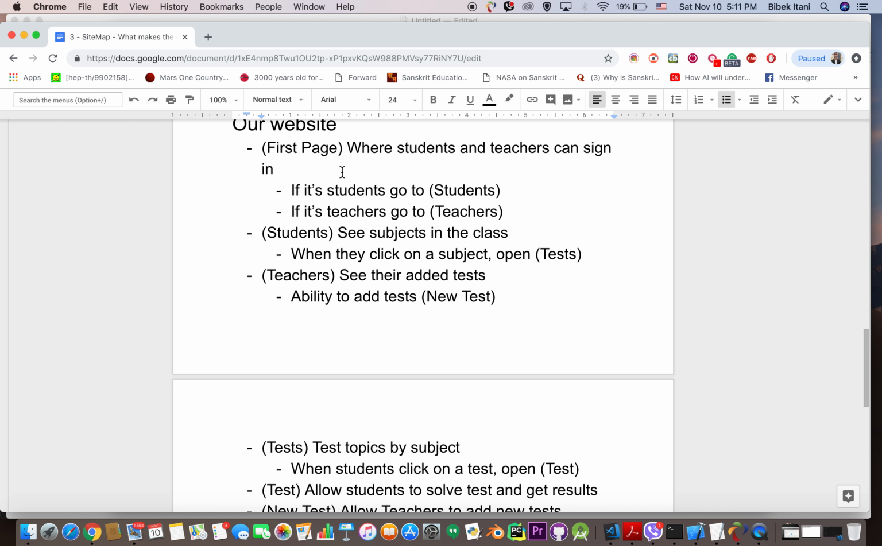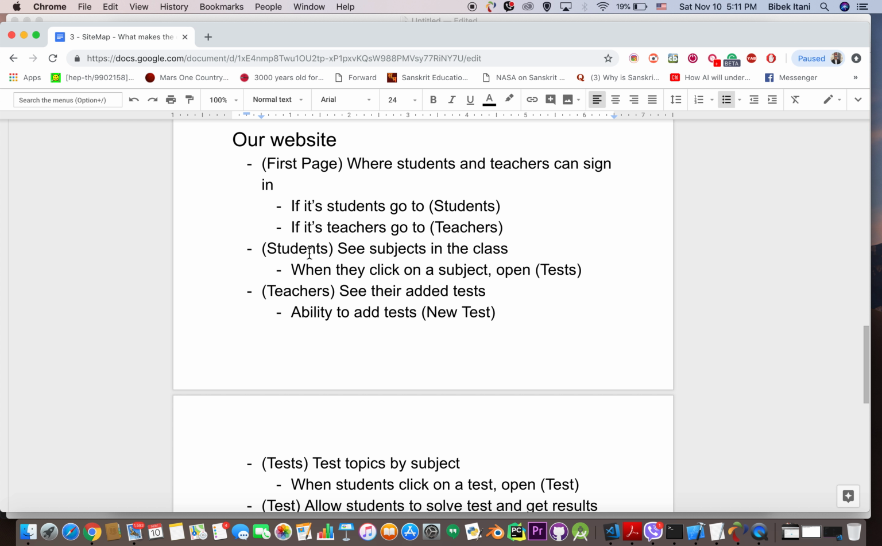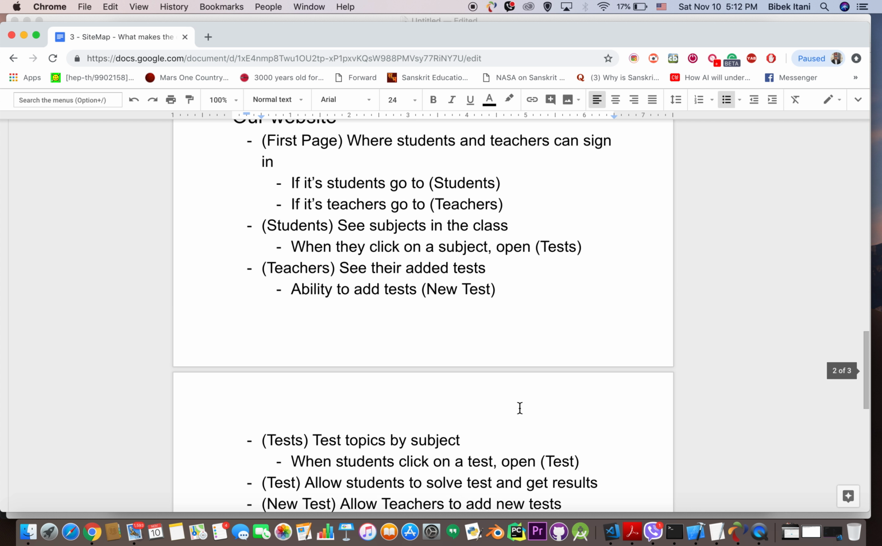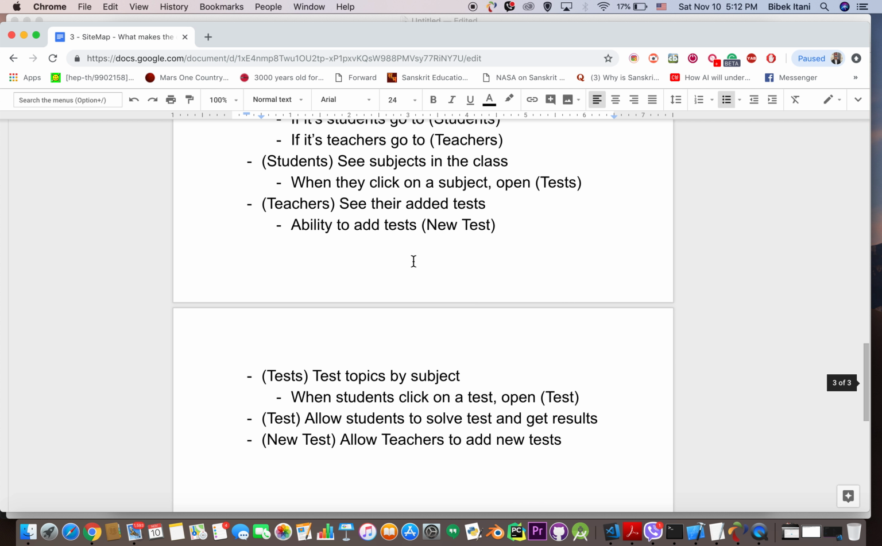So the first page is where students and teachers can sign in, and the second page is where students will see the subjects in the class. Another page is where teachers will see the tests they've added. So there are two different things. When students sign in, what they should see is the subjects in the class they are doing, and afterwards they should be able to open the tests by subject, and afterwards they should be able to solve tests. And what teachers should see is the tests they've already added, and also teachers should be able to modify their tests and add a new test.